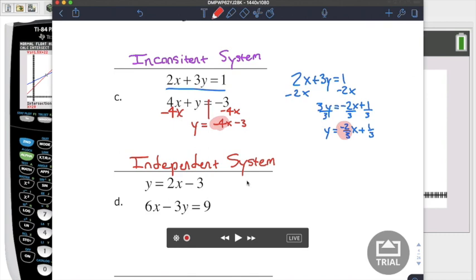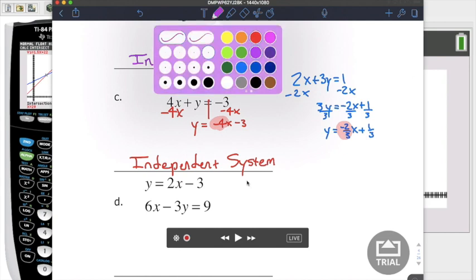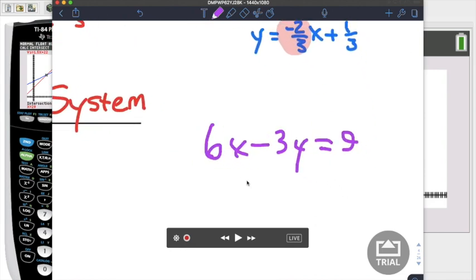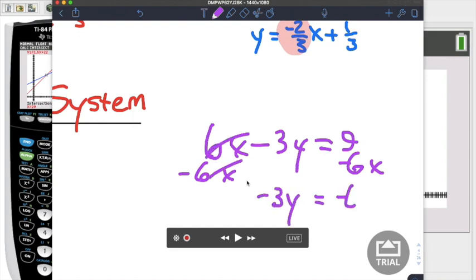All right, last one here. The nice thing is the first equation's already solved for us, so that is very nice. We don't have to do anything there, so the slope is 2. Then we're going to do this other one over here, 6x minus 3y equals 9. We start out by subtracting 6x from both sides. Don't want that there anymore. And then divide by negative 3.